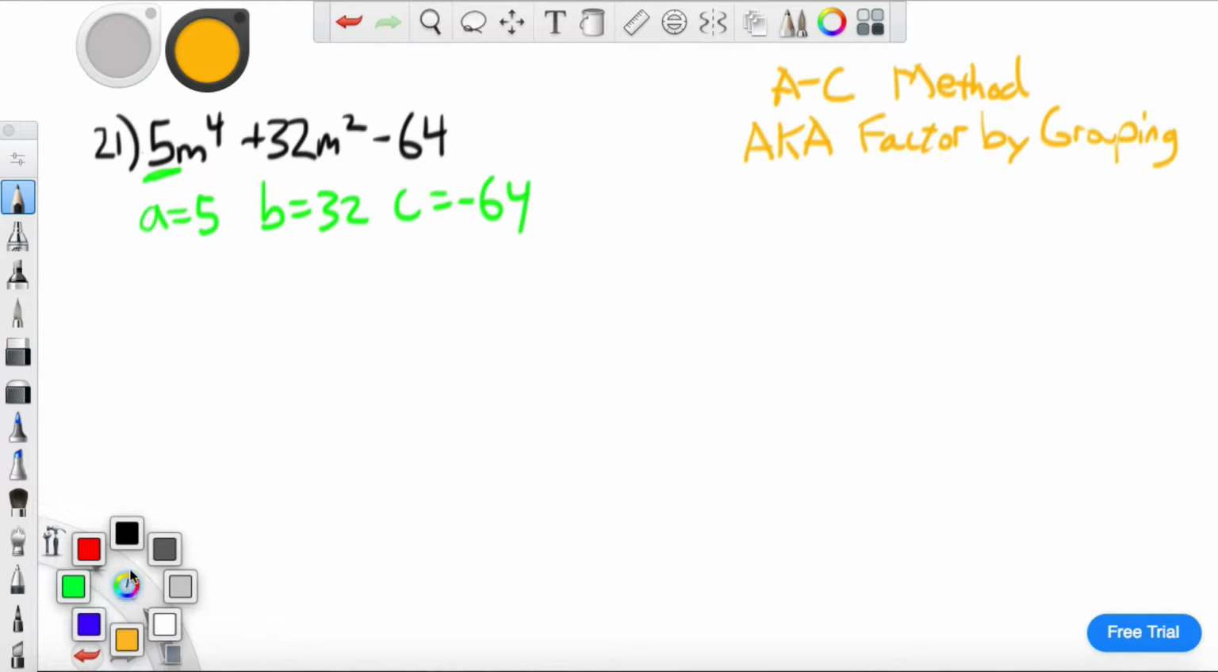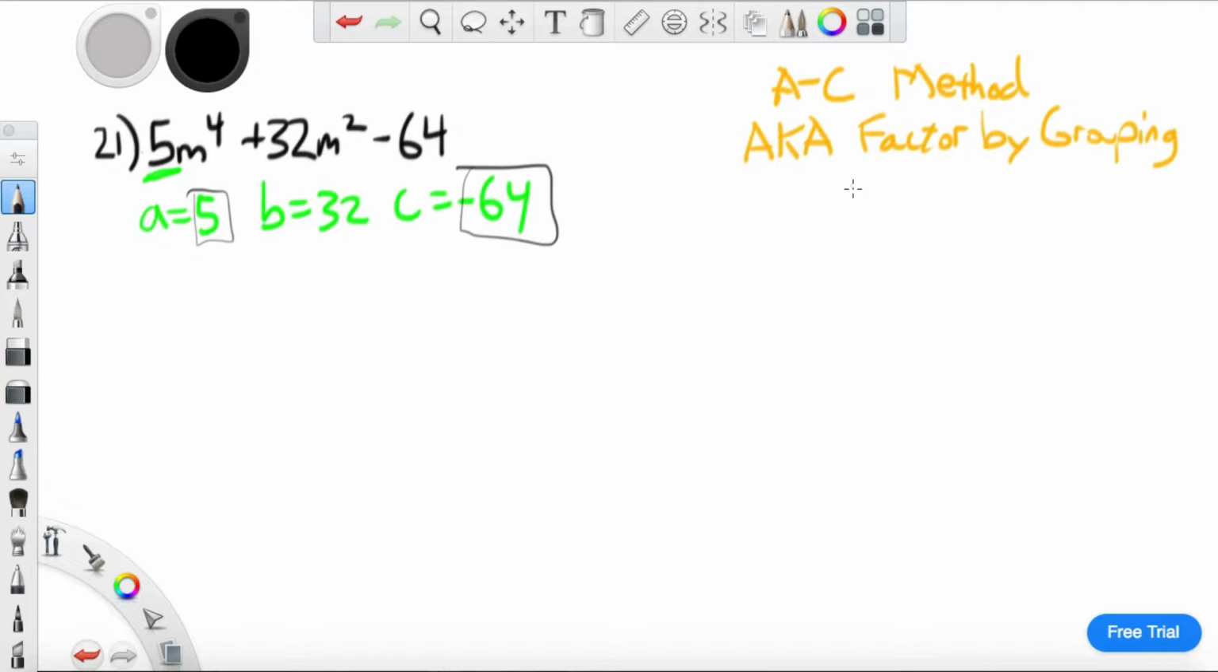So what the AC method says is that you take your A, which is 5, and multiply it times your C, which is negative 64. Negative 64 times 5 gives you negative 320. That's what A times C is in this case, negative 320.